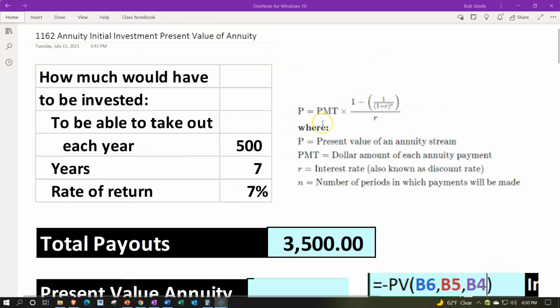If you're looking at this problem, it's a little bit confusing to think that it would be a present value of an annuity. You probably would say, hey, this is an annuity calculation because we're looking at a series of payments. Then the question would be, well, is it a present value or future value of an annuity?